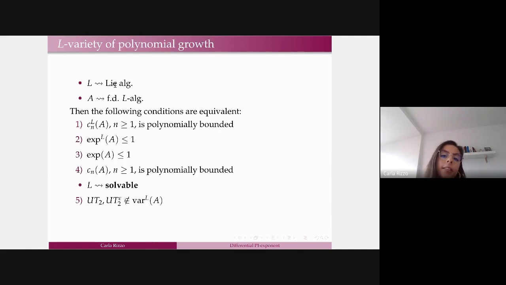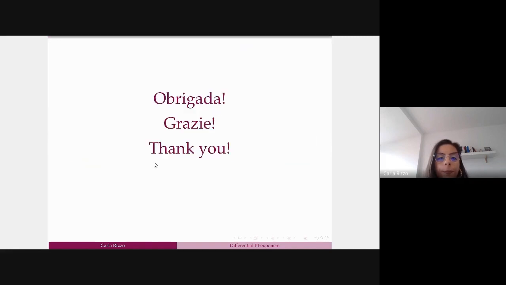And this comes from the classification of L-varieties of polynomial growth, from the fact that the differential exponent, the L exponent, and the ordinary exponent are equal. And then, in case L is solvable, we also have this more equivalent condition.